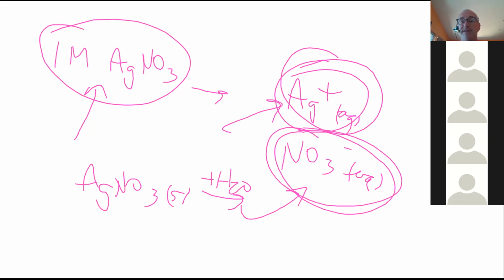So in the reaction that we're going to do, the silver is going to be in the reaction, and the nitrate is going to do nothing. We're only interested in the silver. The nitrate's not going to do anything. Is that clear? Okay. Yes. All right, cool.